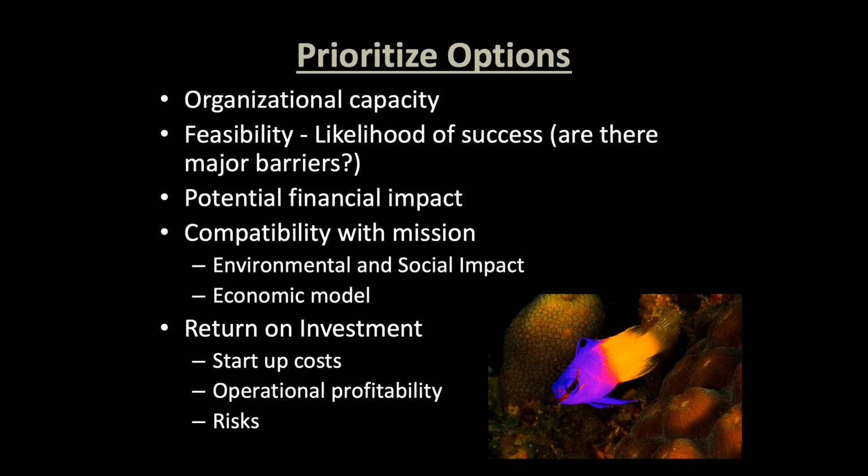And does the economic model help align incentives, as we've seen before? And then what's the return on investment? Are there heavy startup costs? What's the operational profitability? Payment for ecosystem services schemes can often have high transaction costs. And then what are the risks associated with it? So those are different priorities.